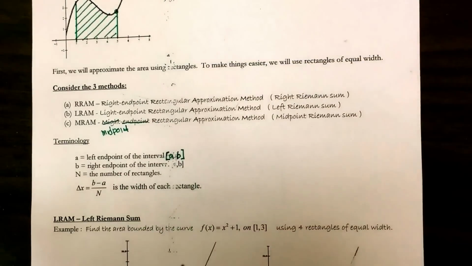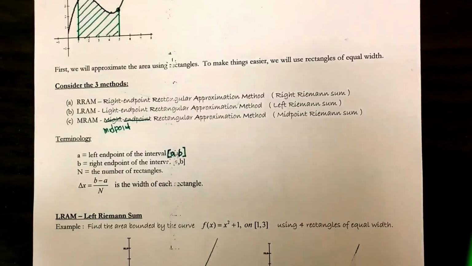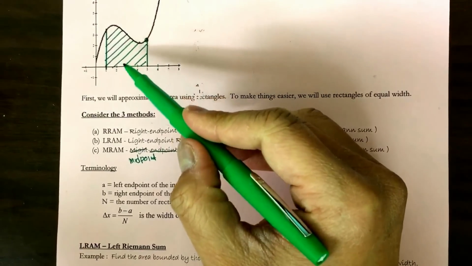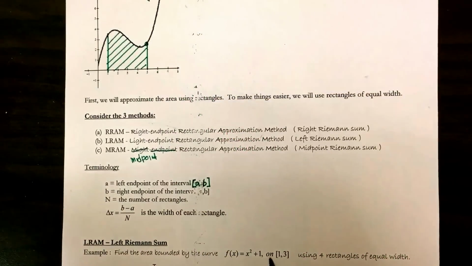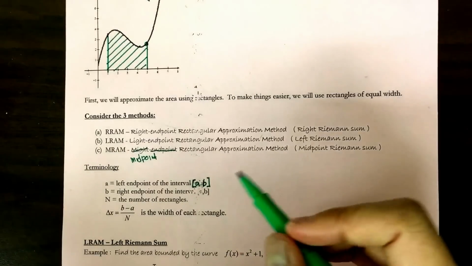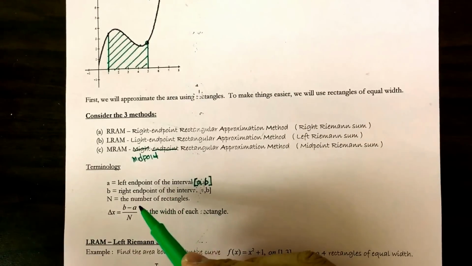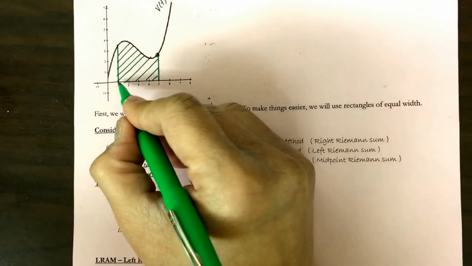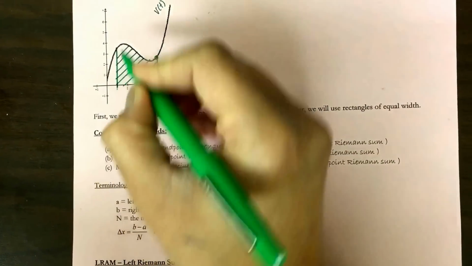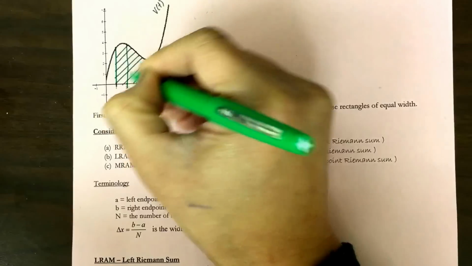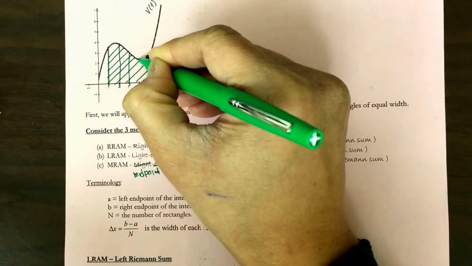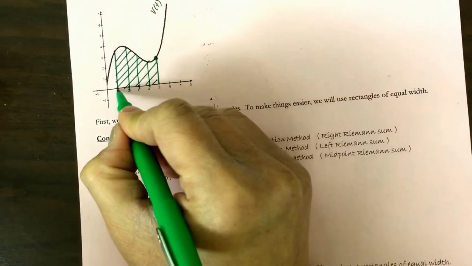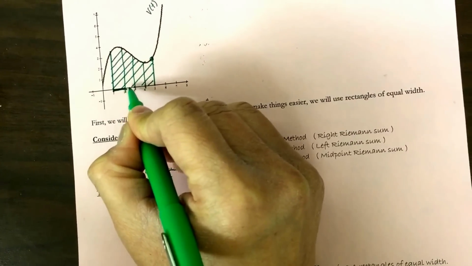And then you have to decide how many rectangles you're gonna create to approximate your area. And so N will stand for the number of rectangles. And then once you have determined the number of rectangles, then the width of each rectangle, perhaps, I can try to approximate the area under that curve using 4 rectangles, and then each one of these will represent the width of my rectangle.